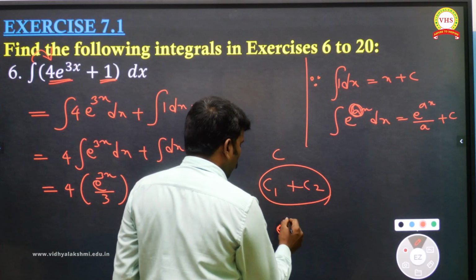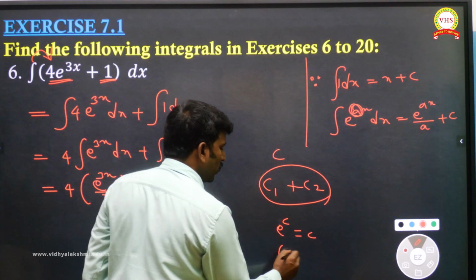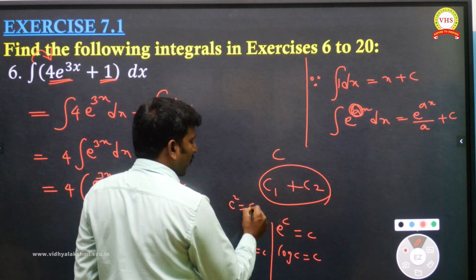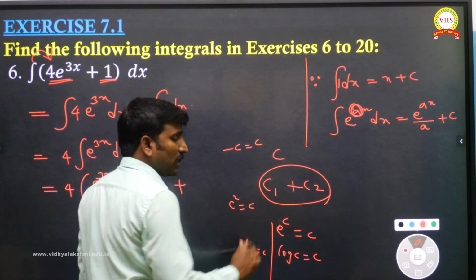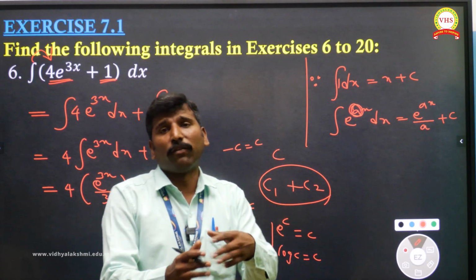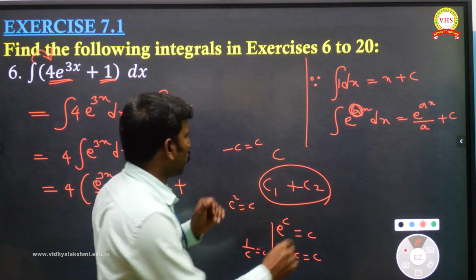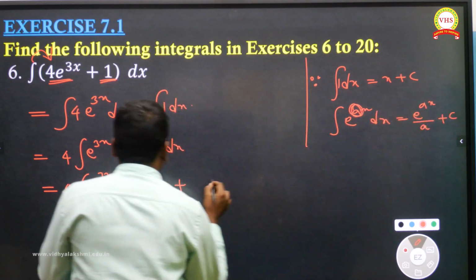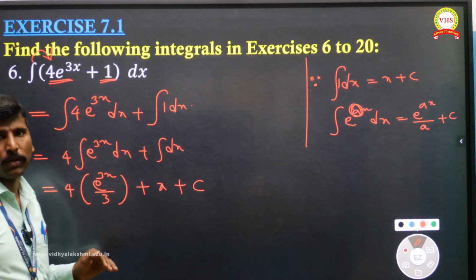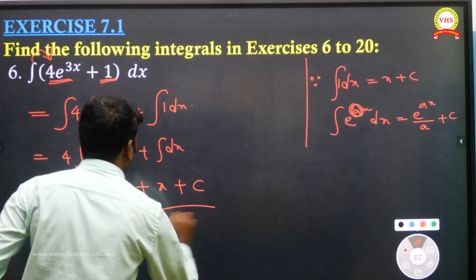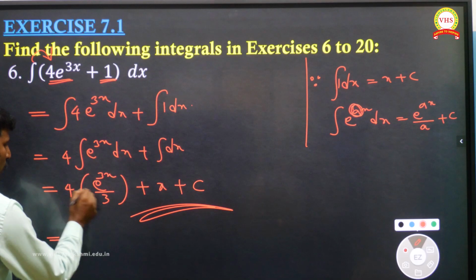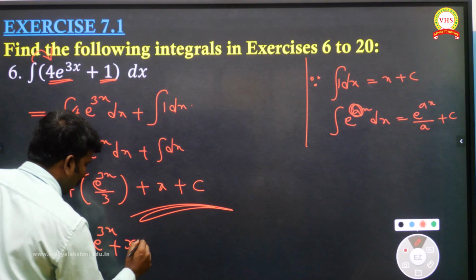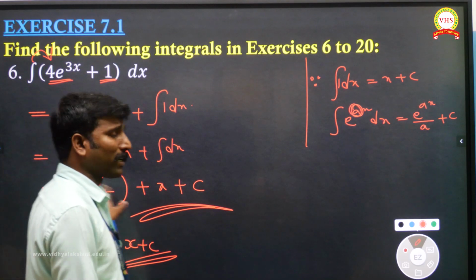See, children, e power c you can write as c, log c you can write as c, 1 by c you can write as c, or c square, or minus c, you can also write as c. Whatever constant you have, everything you can write as c. So there are two constants here, but I'm writing only one constant. You can stop here, or give a little finishing: 4 by 3 into e power 3x plus x plus c, if you want to, or else leave it.